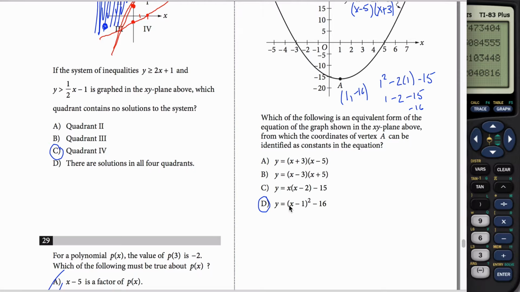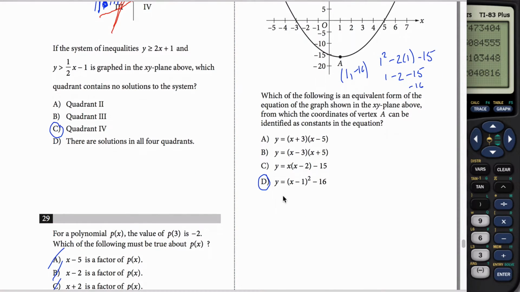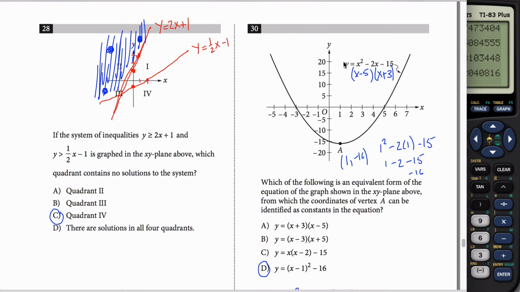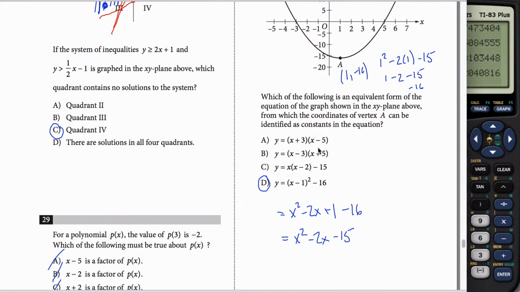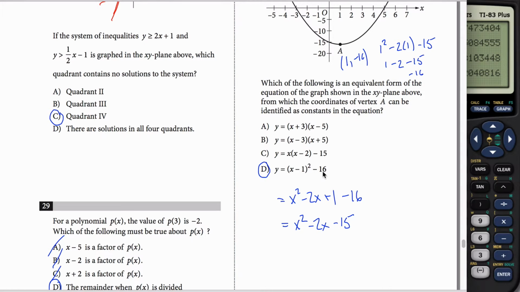If you don't feel good about that, if you're not sure that D is in fact equal to this, it is, but maybe you don't feel good about that, you can show that it is. If you FOIL out x minus 1 squared, you'll get x squared minus 2x plus 1. And then if you subtract 16, you get x squared minus 2x minus 15, which is exactly what the original equation was up here. So in fact, D is equal to this equation. And the nice thing about D is it's got a 1 and a negative 16 in it, which are the coordinates of the vertex. And those don't show up in any of these other forms.